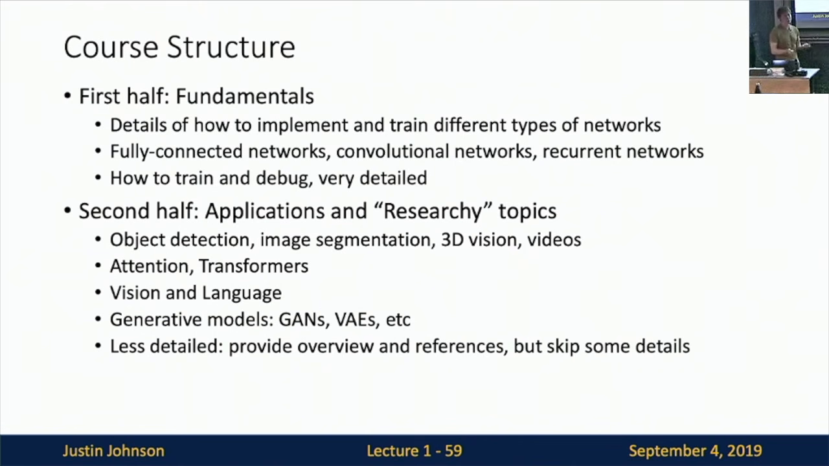Now, in the second half of the course, we're going to shift a little bit in flavor. And here, we're going to focus more on applications and more emerging, researchy topics. So around that point in the course, you'll notice a bit of a shifting tone in the lectures. They will become a little bit less detailed. We'll sometimes skip over some of the low-level details and perhaps refer to papers if you need to know those details. And instead, the lectures will focus more on giving you an overview of how these different things are used across different applications in computer vision and beyond. In the second half, we'll talk about things like object detection, image segmentation, 3D vision, videos. We'll talk about attention, transformers, vision and language, generative models. I think it's going to be a lot of fun.